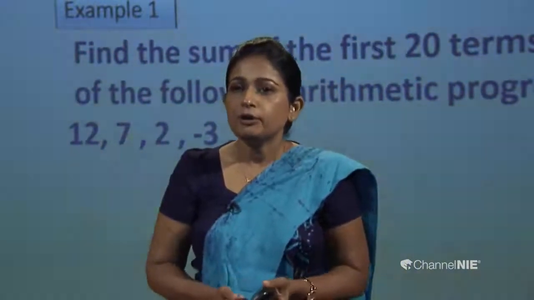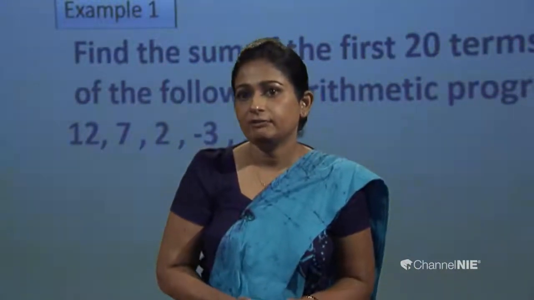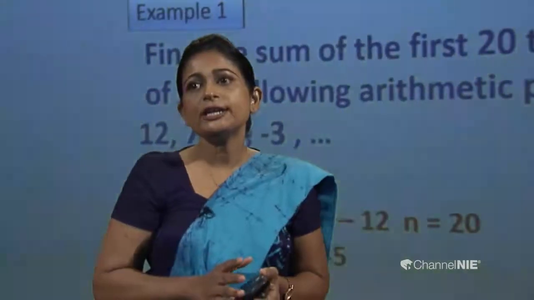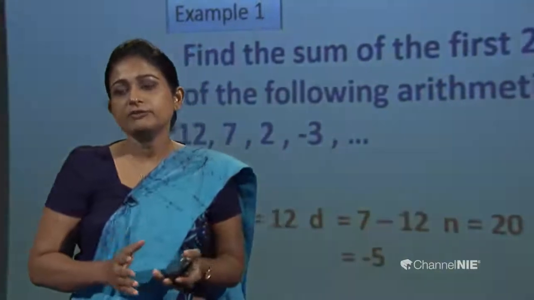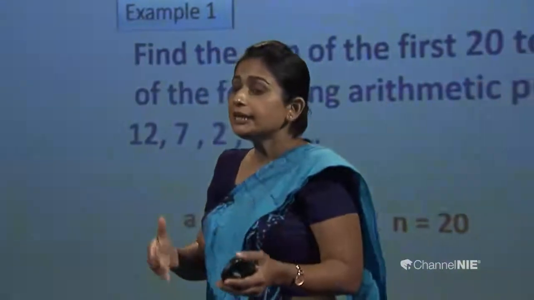To do that, I am going to write the data given here. First term is 12. Common difference: how do we find it? We have to select 2 consecutive terms and get the difference between them, subtracting the previous term from the next term. So, 7 minus 12, then we get minus 5. Then we have to find the sum of the first 20 terms, meaning n is 20.